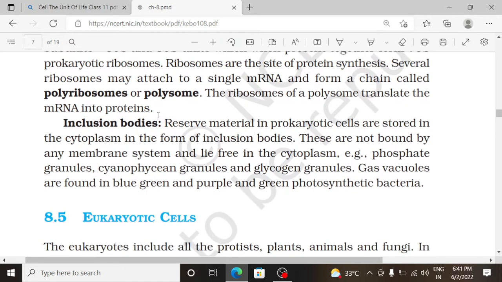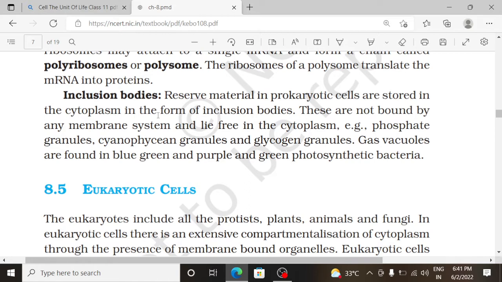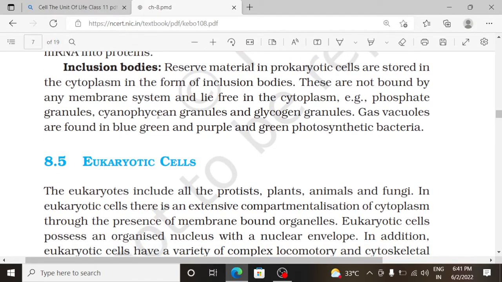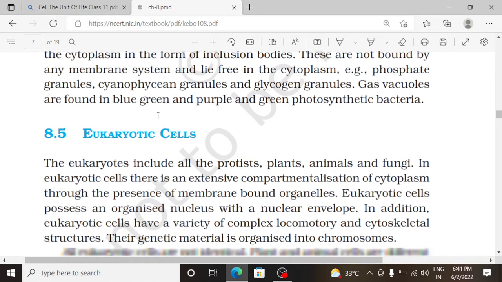Inclusion bodies. Reserve material in prokaryotic cells is stored in the cytoplasm in the form of inclusion bodies. These are not bound by any membrane system and lie free in the cytoplasm. Examples: phosphate granules, cyanophycin granules and glycogen granules. Gas vacuoles are found in the blue-green and purple and green photosynthetic bacteria.